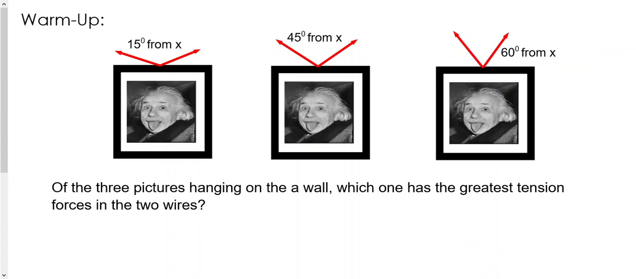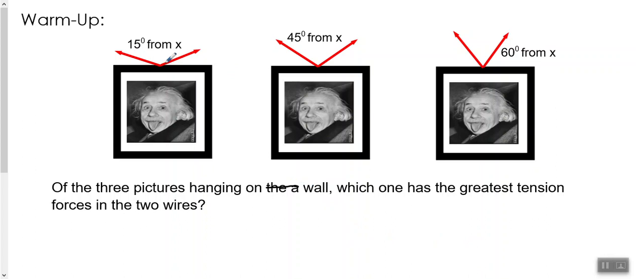So you have three pictures hanging on a wall. Which one has the greatest tension force in the two wires? Give yourself some time to think. Apply the second law. Using the second law, you look at the support tension. If you look at the components, you have x and y components of the tensions for this.